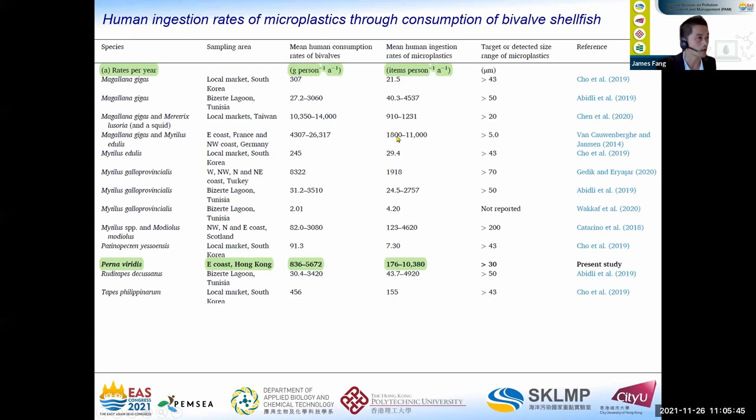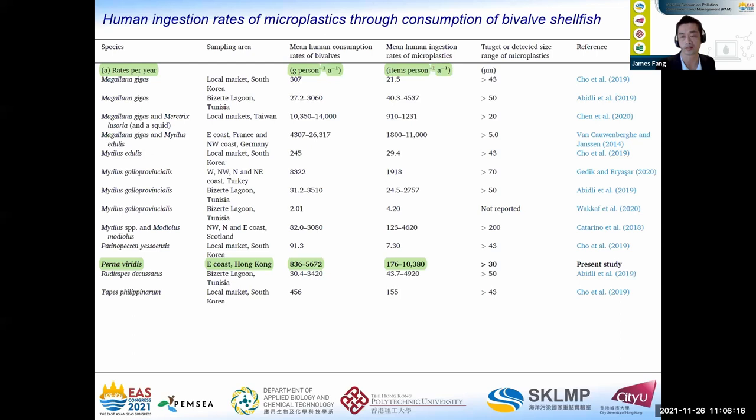column, it seems that the human ingestion rate of microplastic is quite high, similar to this value obtained from Europe. And our values are higher than all other previous studies. Okay. The conclusion here is the human ingestion rate of microplastic is high in Hong Kong. And probably some other regions in Southeast Asia too, because we have similar eating habits and diet.